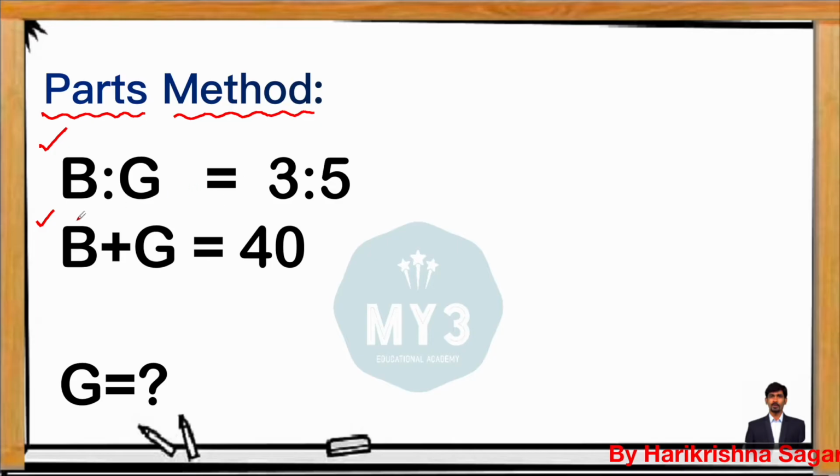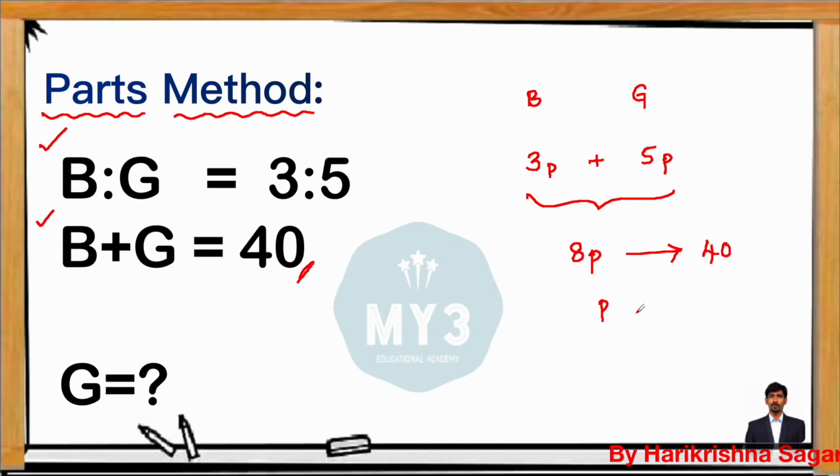So the parts method here: boys are going to be 3 parts and girls are going to be 5 parts, and we are able to see that the total number of students is 40. What you have to do is, look at the number given in the question and equate it with the equivalent parts. That means boys and girls together are 8 parts, and that 8 parts value is 40. From this data, we can say 1 part value is 5. He is asking the number of girls. Girls are going to be 5 parts. We can say 5 into 5, 25 indicates the number of girls. Boys are going to be 3 parts.